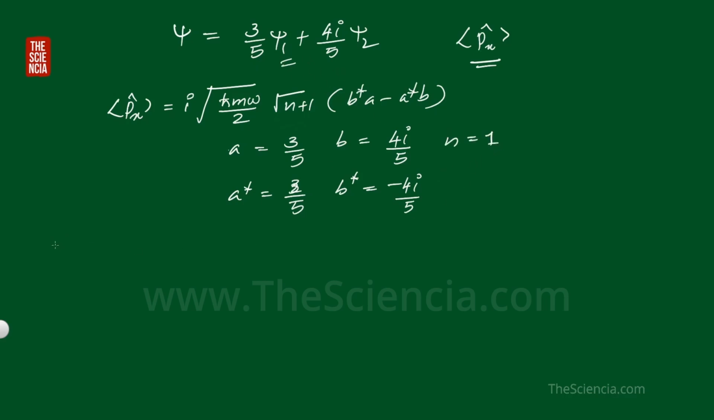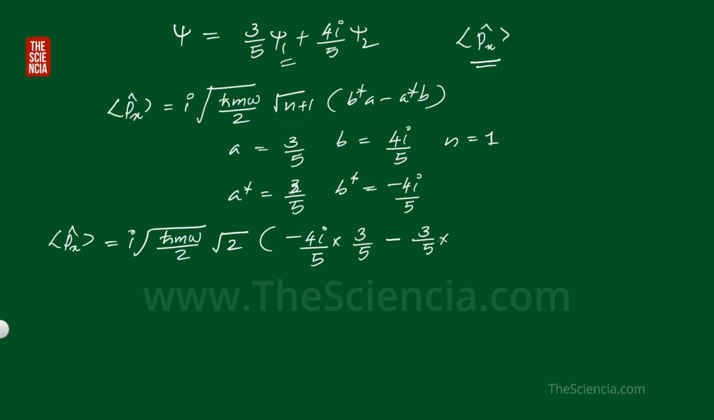Now we can substitute all these values. The expectation value of px is equal to i root(h cross m omega by 2) into root(n plus 1), that is 2, and b star, that is minus 4i by 5, into a, that is 3 by 5, minus a star, that is 3 by 5, into b, that is 4i by 5. On evaluating this value, we will get px is equal to 24 by 25 root(h cross m omega).